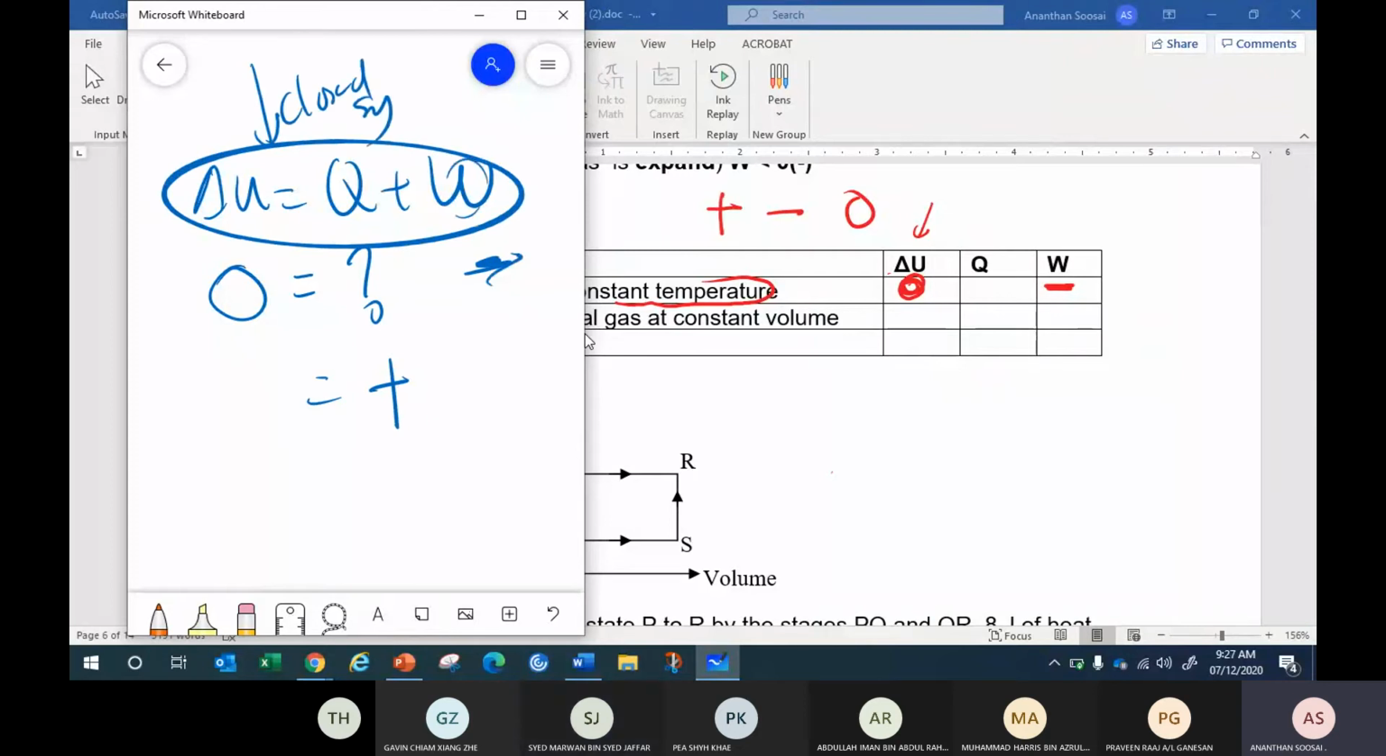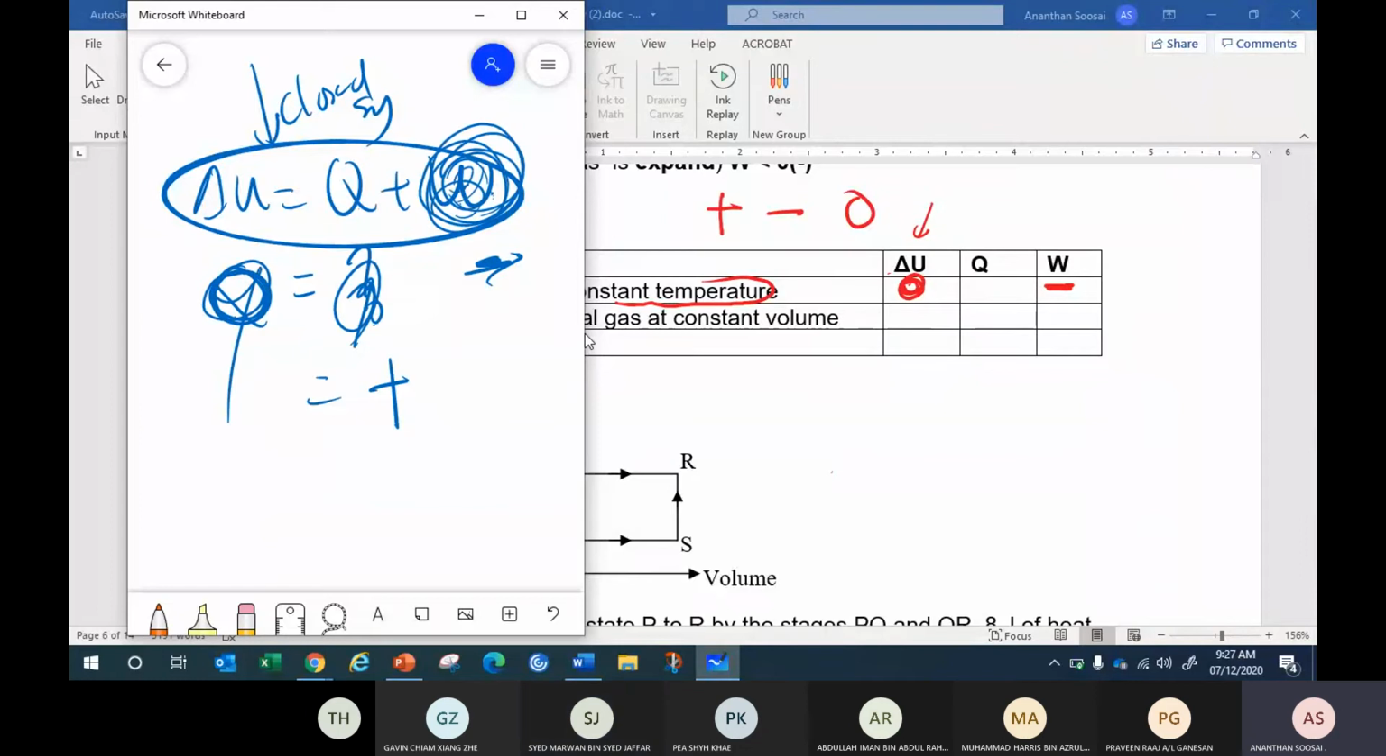So work was negative, no change in internal energy. That means from where do you get energy to do work? From heat. You need to apply heat to do work. Say you want to run. From where do you get energy? Either you eat, or you burn your fat. But in this case, it looks like the gas never burns its fat.